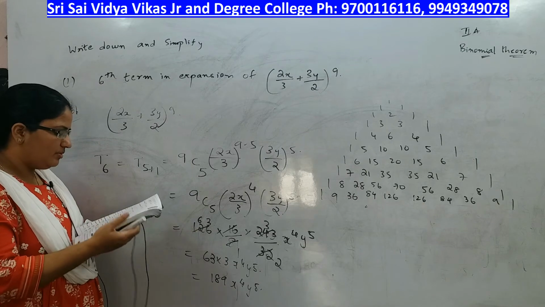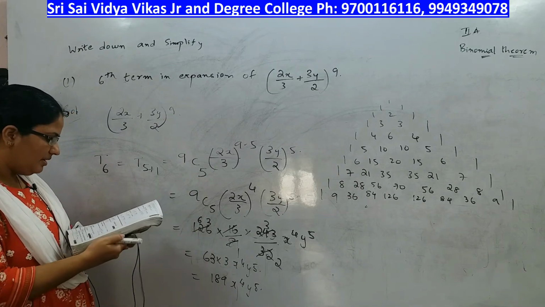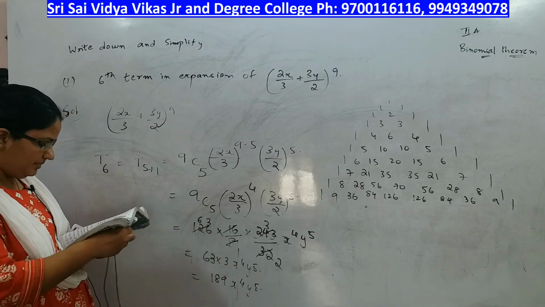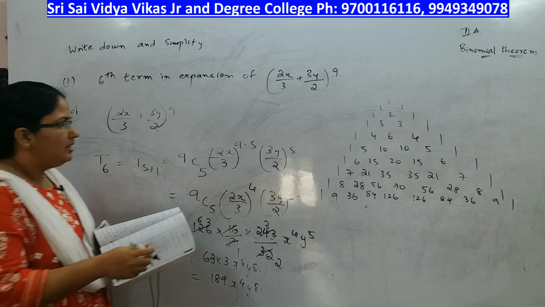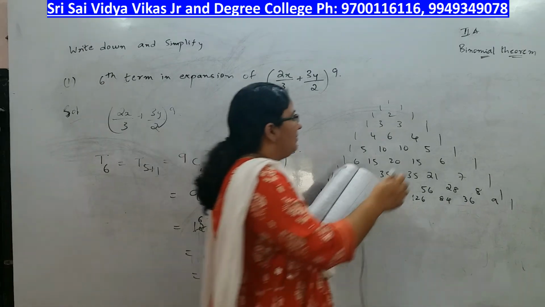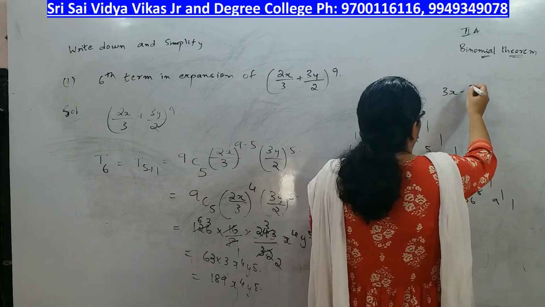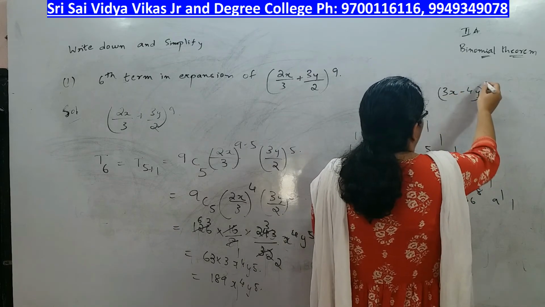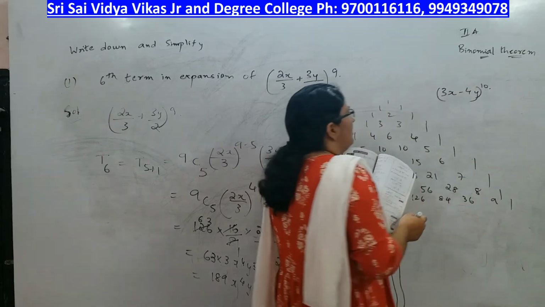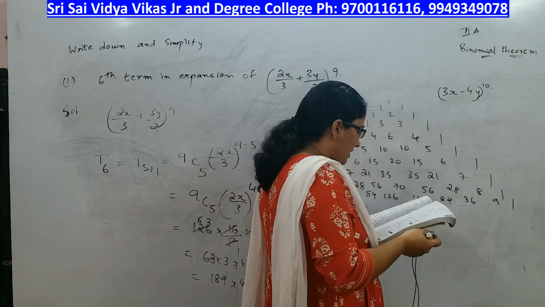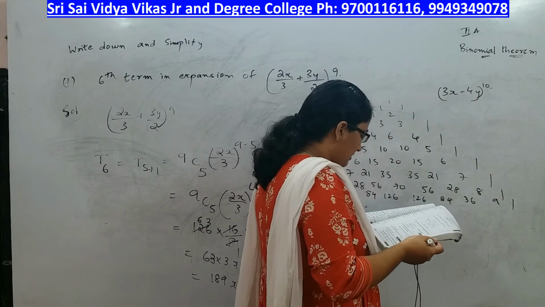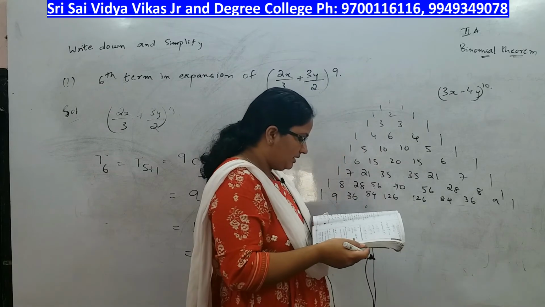I want you to do another problem. Find the 7th term in the expansion of (3x minus 4y) whole power 10. You have to find the 7th term in the expansion of this. Work it out. Let me do the next one.